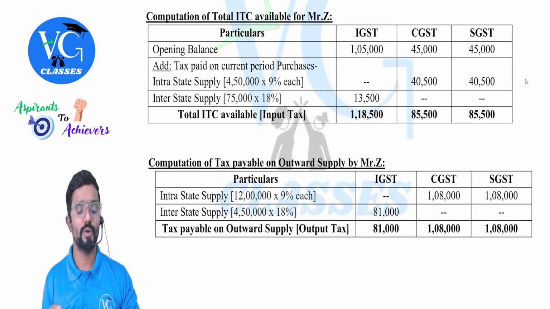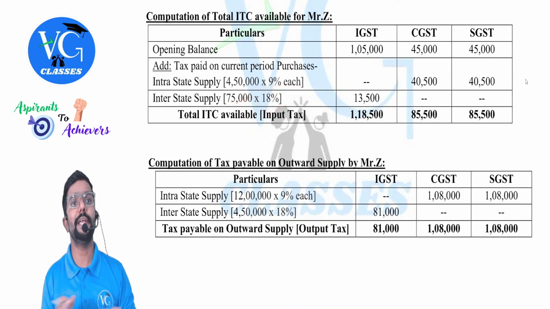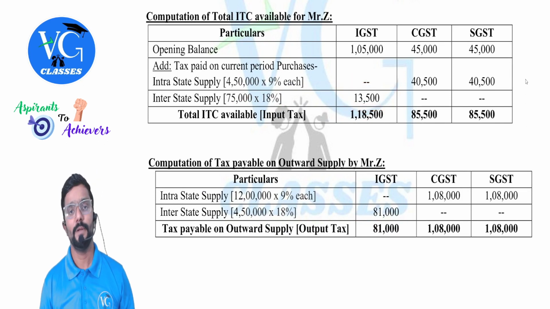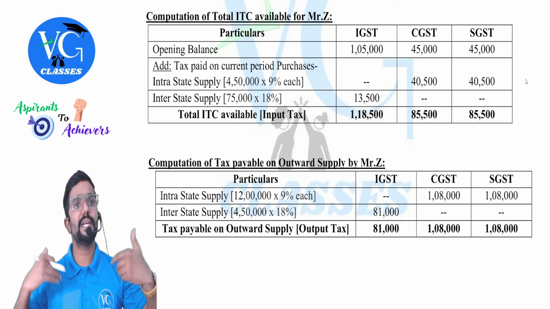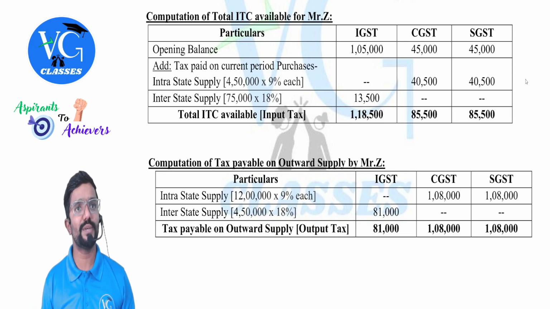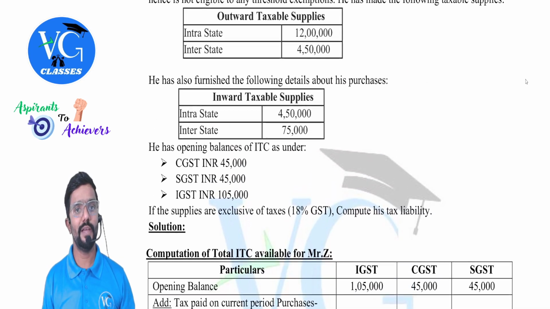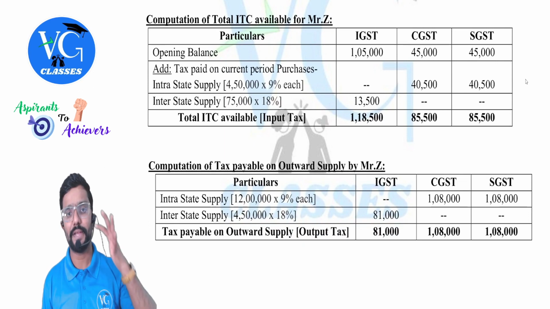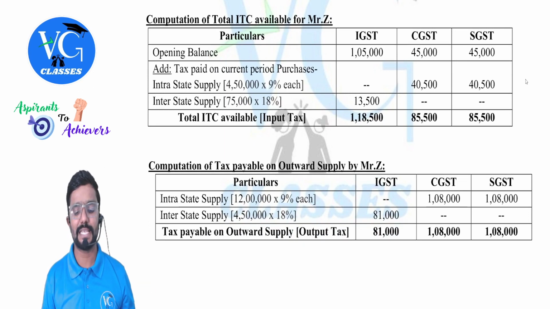75,000 into 18% overall rate. How much is it coming to? 13,500. So now, before paying the tax, Mr. Z has a total input tax of how much for the current period? They have not given the name of the month. If they had, we would use that also. Anyway, that's fine. So what is the total credit he has, guys?